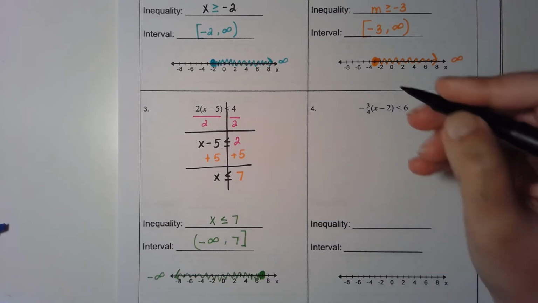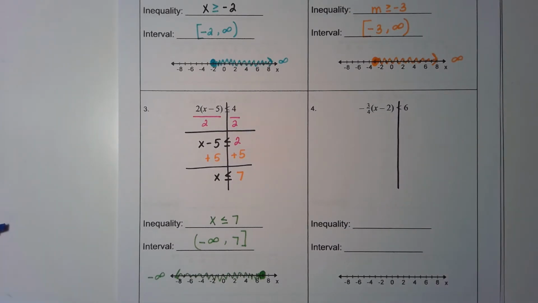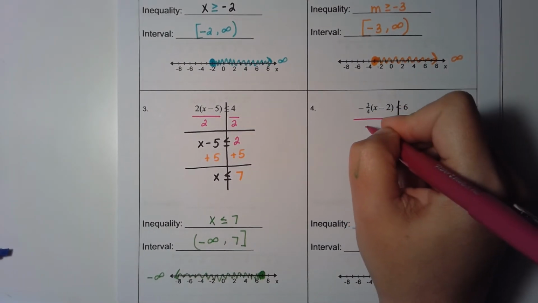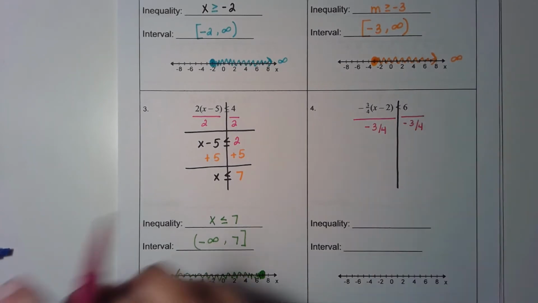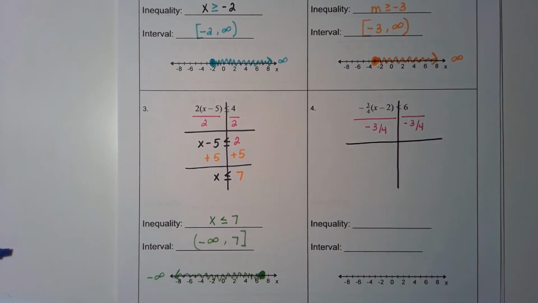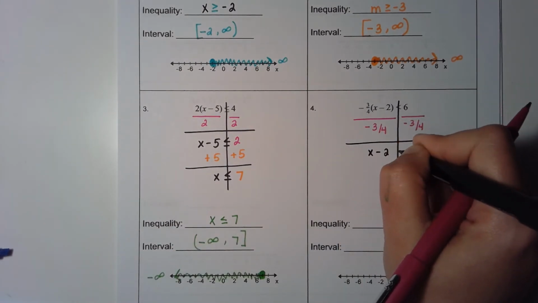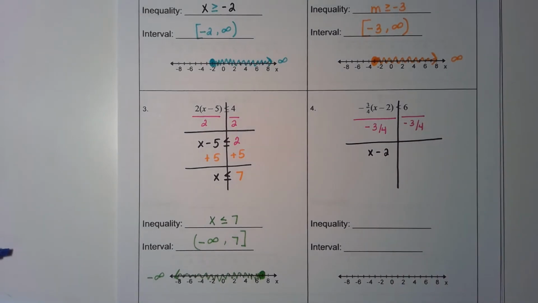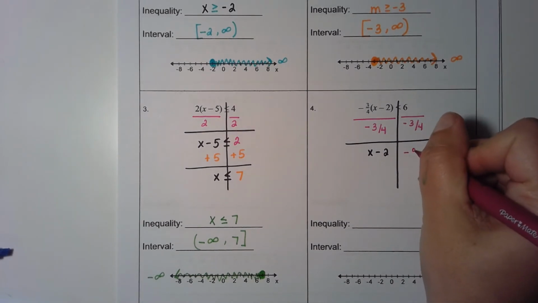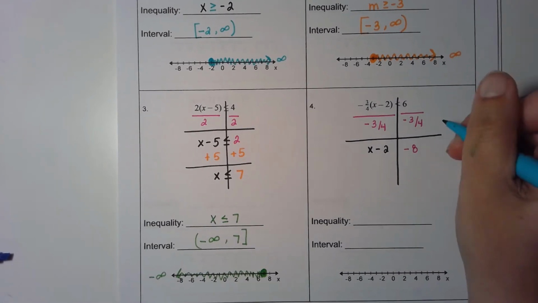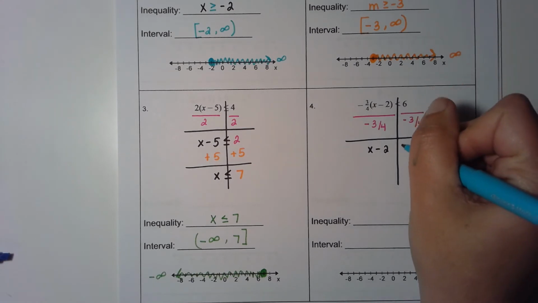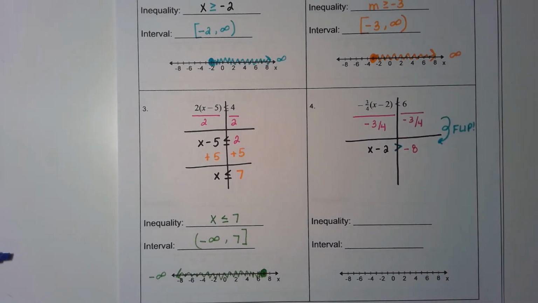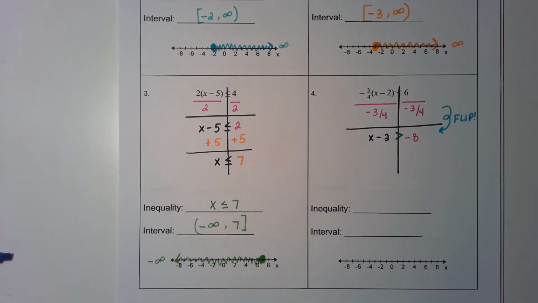For problem number 4, I'm going to go ahead and draw a vertical line through my equal sign. Now, in this case, I'm going to start by dividing by -3/4 on both sides. This time, I am dividing by a negative number. So I'm going to get x minus 2 on the left, and 6 divided by -3/4 makes -8, so I'm going to get -8 on the right. But this time, I'm going to flip the symbol because I'm dividing by a negative. So this is going to become a greater than instead of the less than that I originally started with.